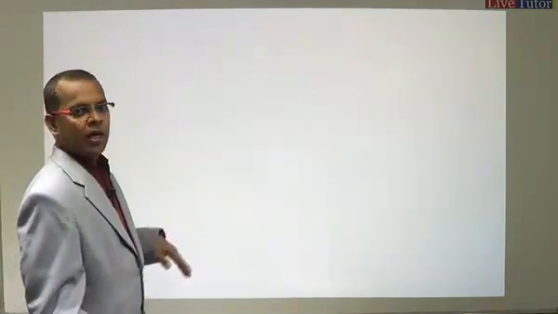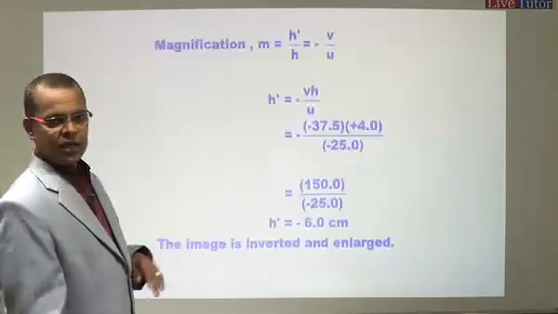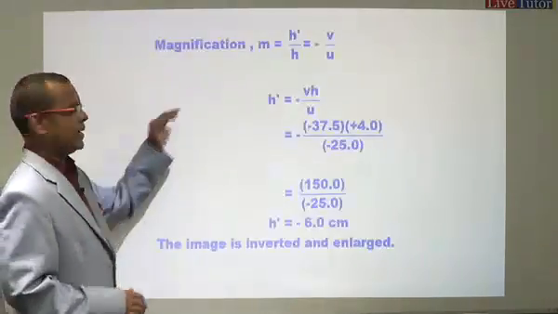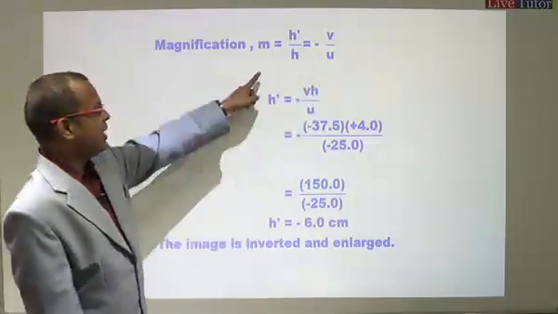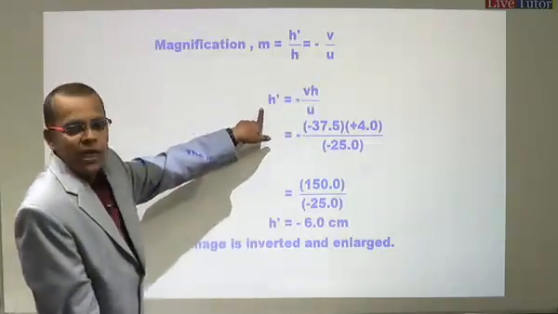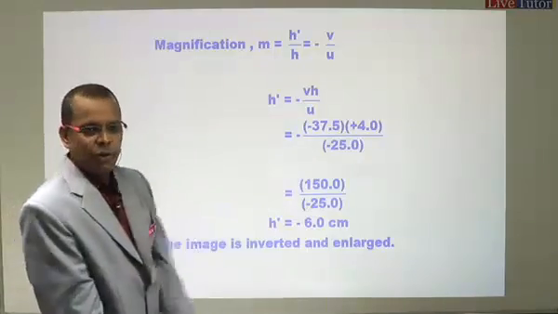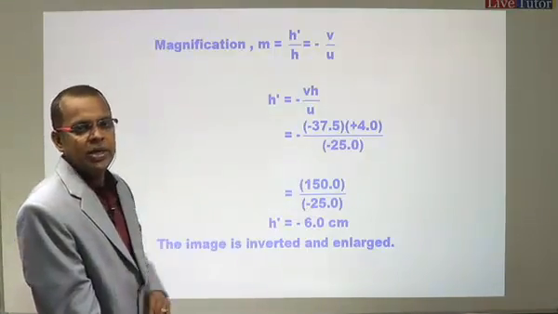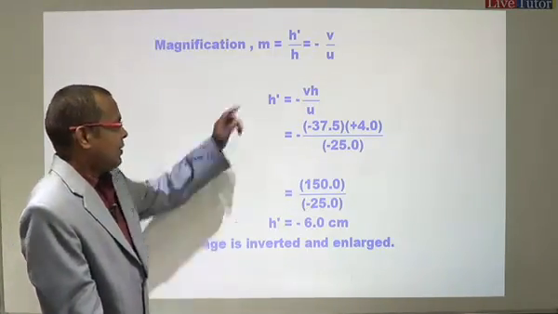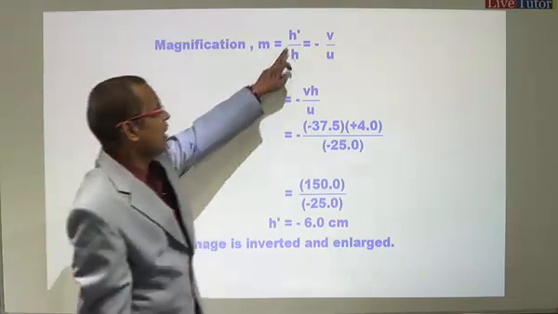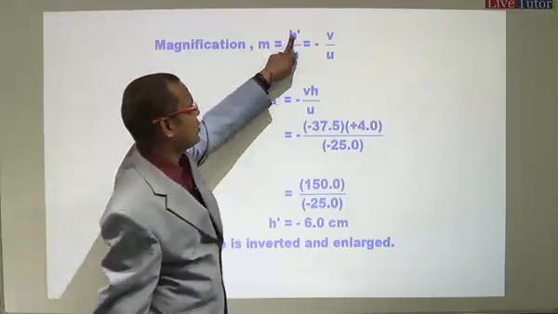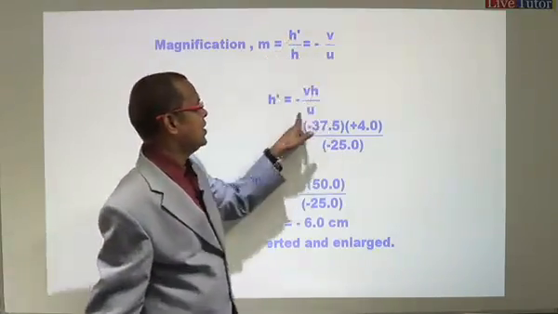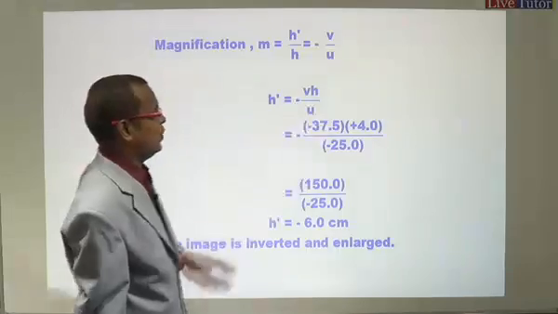Right. Next, by using this magnification formula also, we can say, here the value is minus v by u, and from that we can find the height of the image, because in the question they are asking the height of the image also, isn't it? So when you are asked to find the height of the image, you have to use this formula, h dash by h. From that we want h dash only, so we take h to the other side. So it becomes minus vh by u.